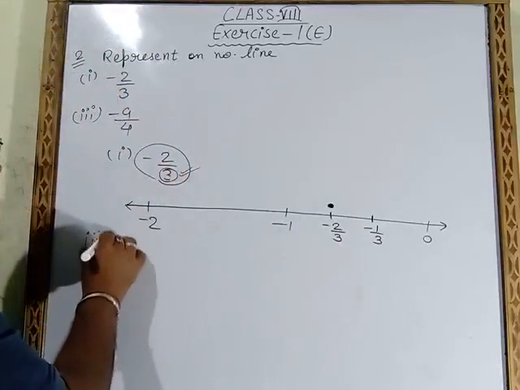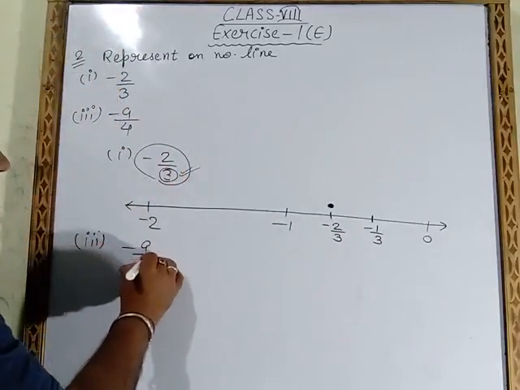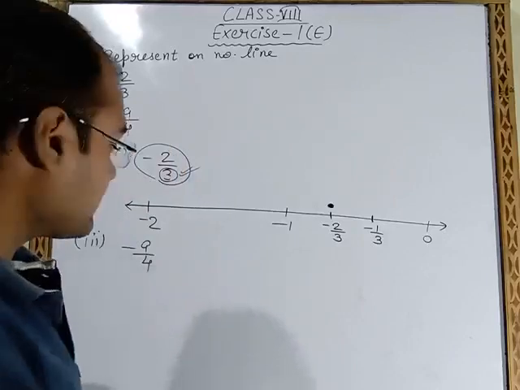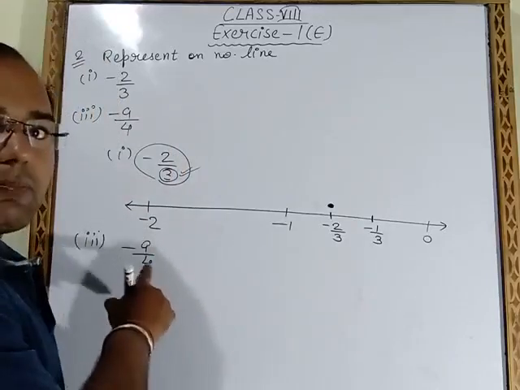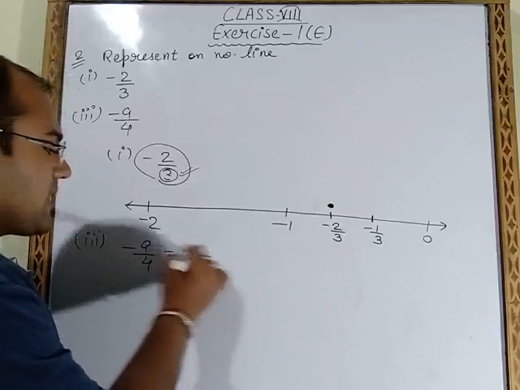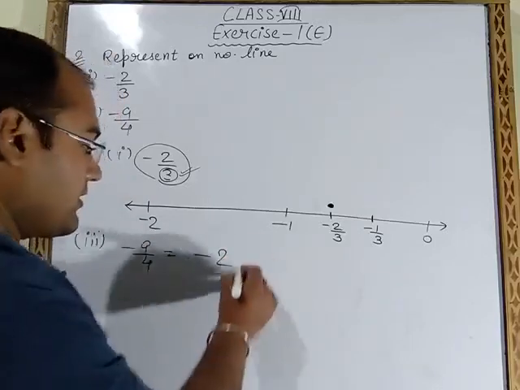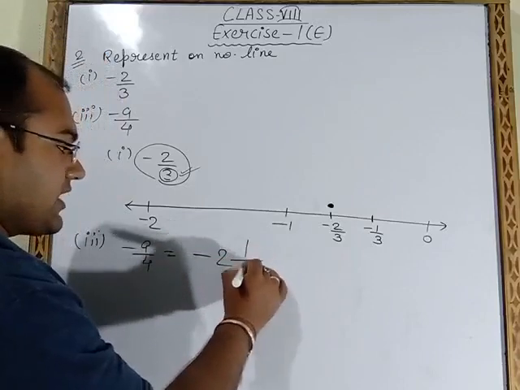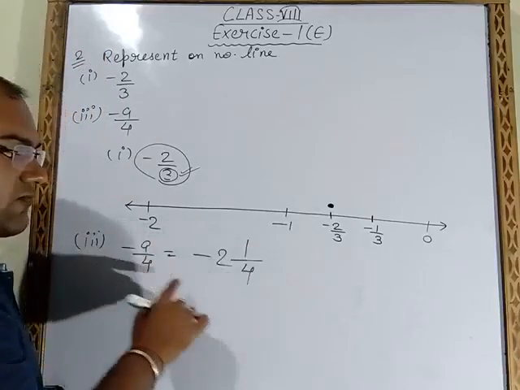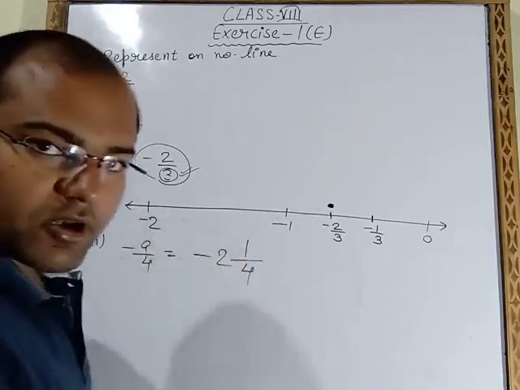Now see the next part, the third. The third part is minus 9 upon 4. First thing is we will change this into a mixed fraction. Minus will be as it is. 4 goes into 9 two times, remainder 1. That 1 we write on top and 4 below. So minus 9 upon 4 means minus 2 whole 1 upon 4.